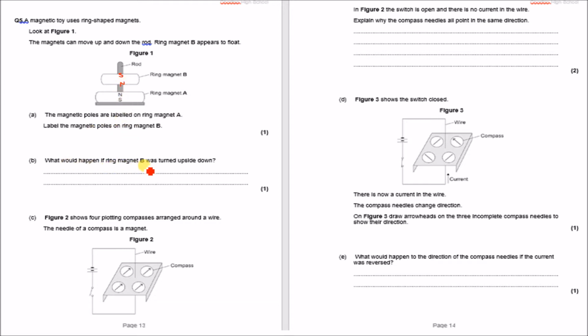What would happen if the ring magnet B was turned upside down? So it would attract. Right, so this is what I described before when we were talking about using some compasses, but clearly you can see in this particular one they are not all aligning themselves with the field around the wire, and that tells you that there cannot be a current around the wire. So when this switch is open, they will all align themselves in the direction of the Earth's magnetic field. So when the switch is open, there is no current.